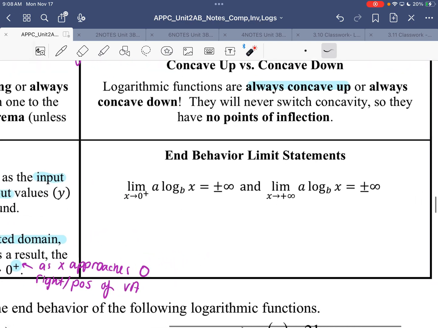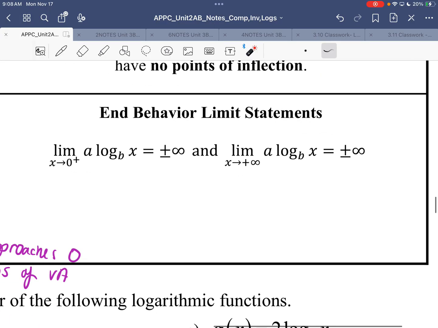The end behavior for a log statement. Notice that the y's, like we said, will always be increasing or decreasing without bound for both of them. So it's a pretty safe bet if I'm asking you to write the limit statement for a log that you're going to either put a positive or a negative infinity. You're not going to put any other kind of number. So like put 1, take a guess if you don't know. The left limit will always be at 0 plus or whatever the vertical asymptote is.